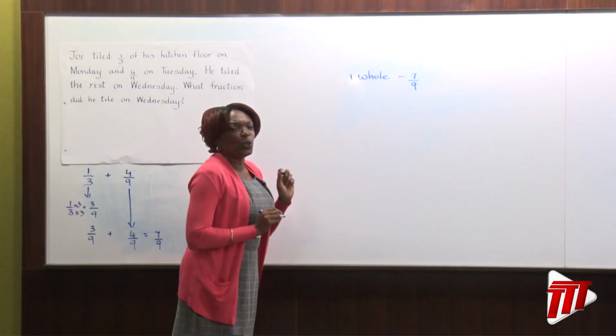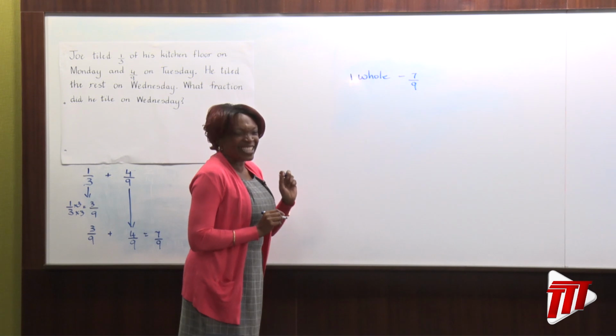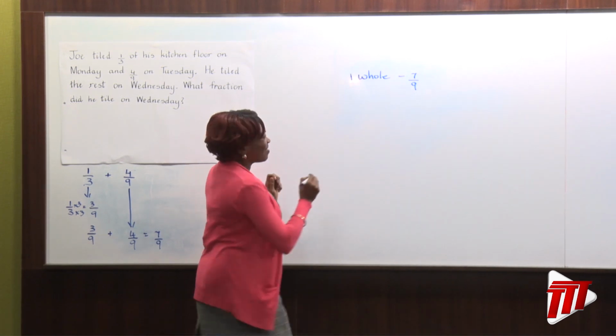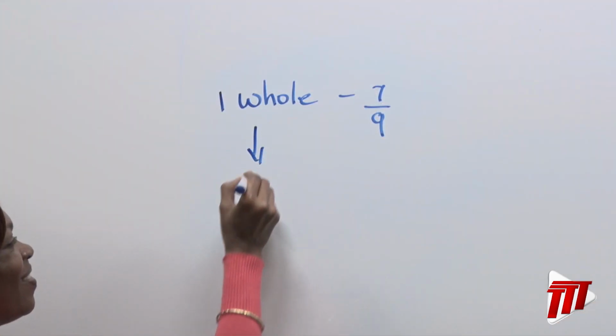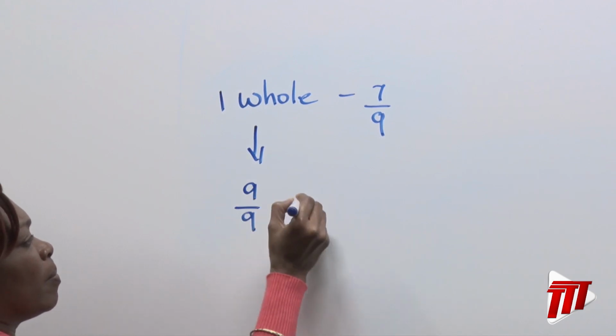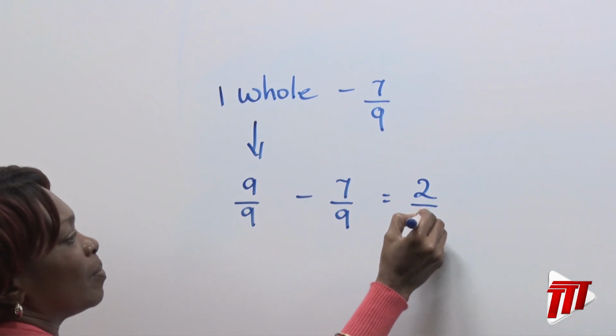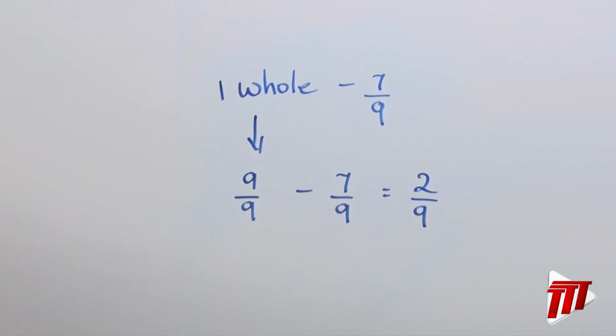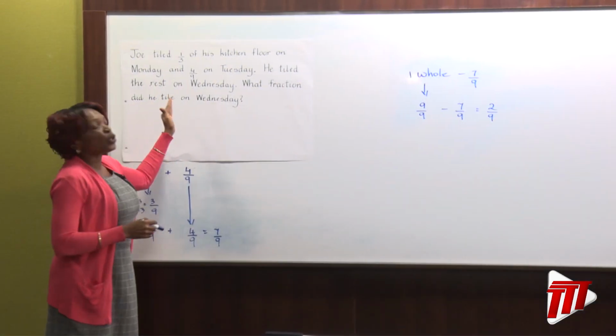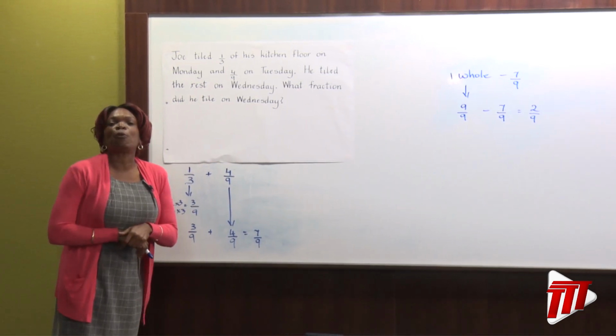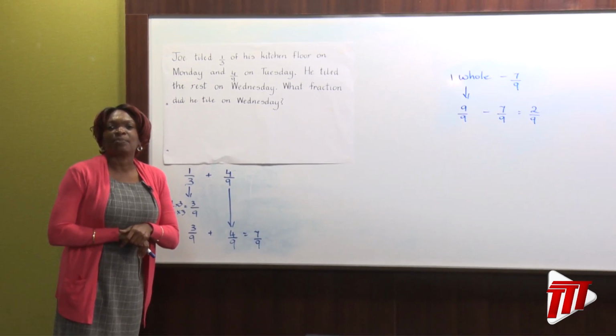I know you know what fraction to put. Yes, I'm hearing somebody say it. So on Wednesday, 2/9 of the kitchen floor was tiled.